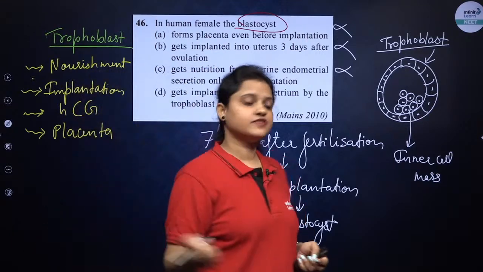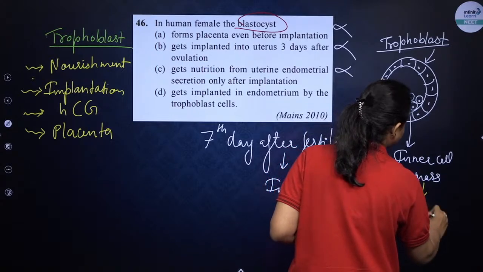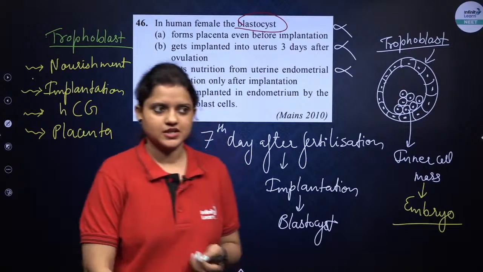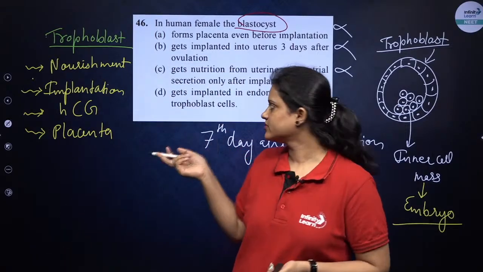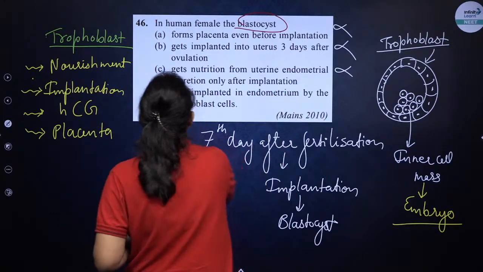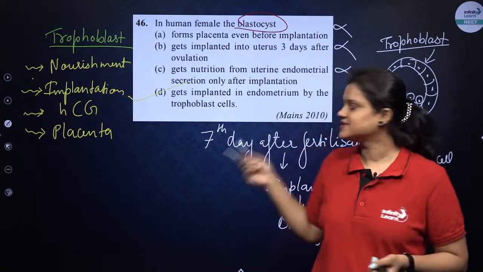Fine. And what is the function of inner cell mass? It will form the embryo that will develop into fetus. Okay, so please write it down. D option था, gets implanted in endometrium by the trophoblast cell. This is absolutely correct. So इस क्वेश्चन का कौन सा आंसर होगा?